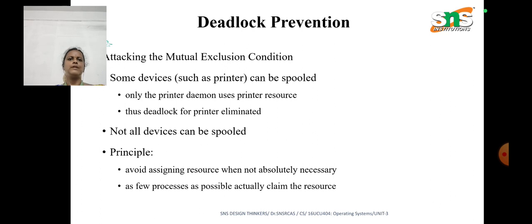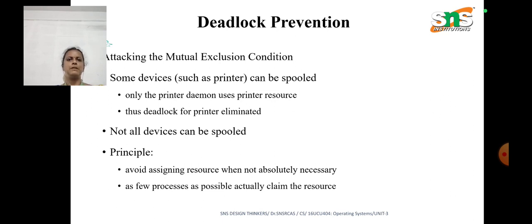given. So, deadlock prevention, attacking the mutual exclusion condition. Some devices such as a printer can be spooled. Only the printer daemon uses the printer resource. Thus deadlock for the printer is eliminated. Not all devices can be spooled.